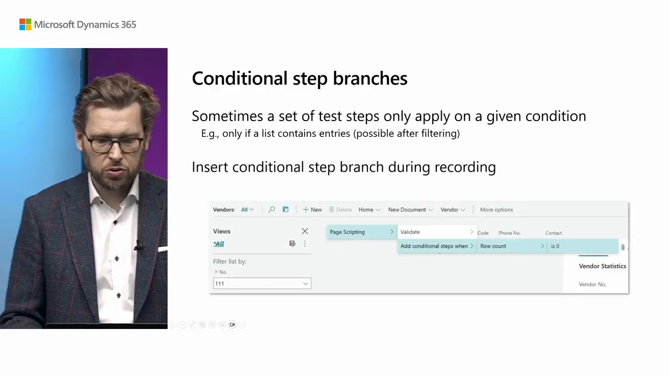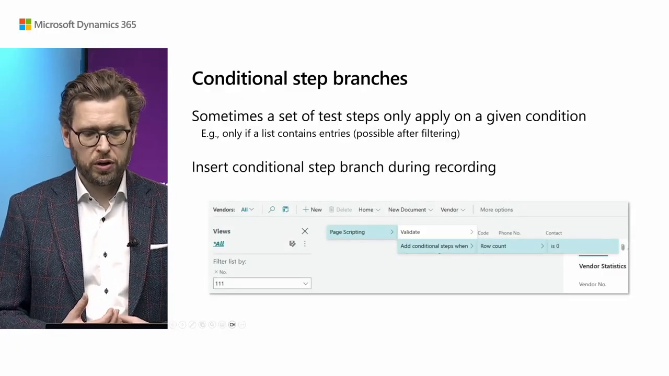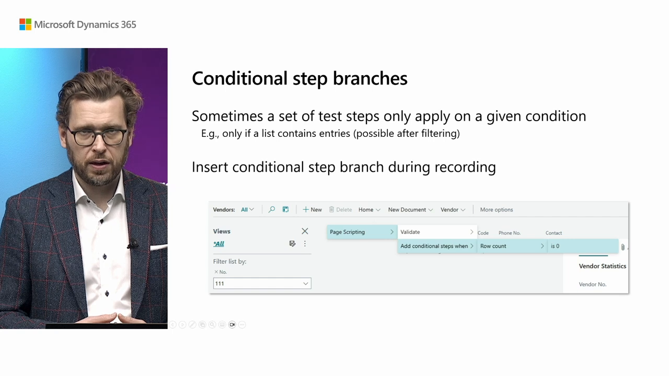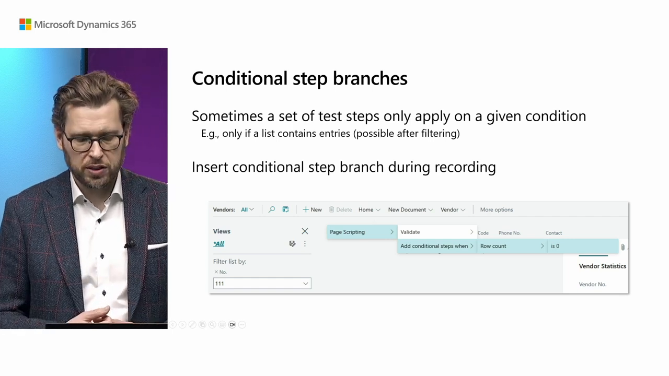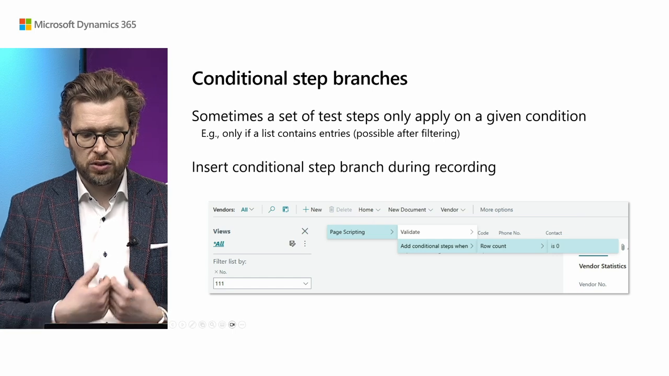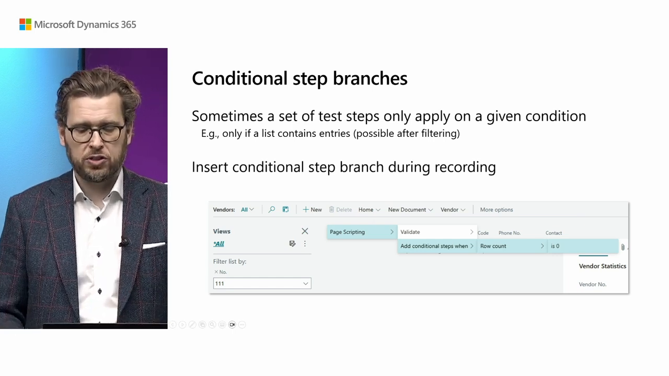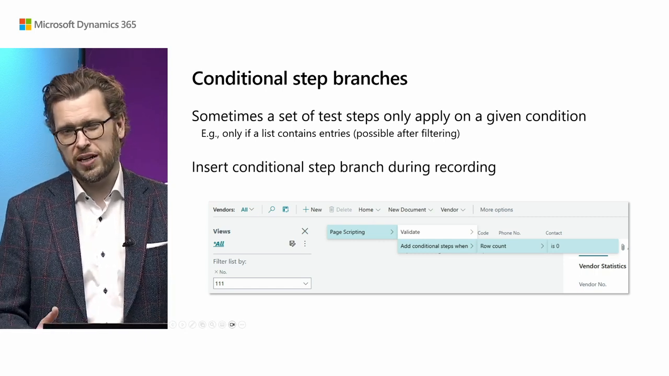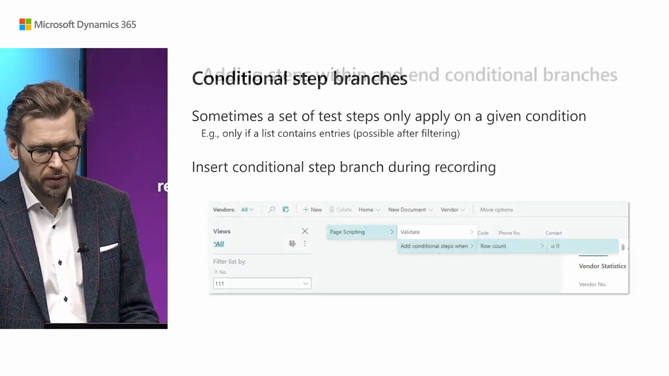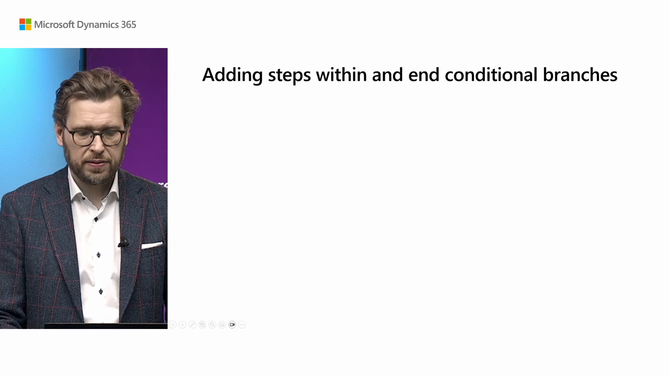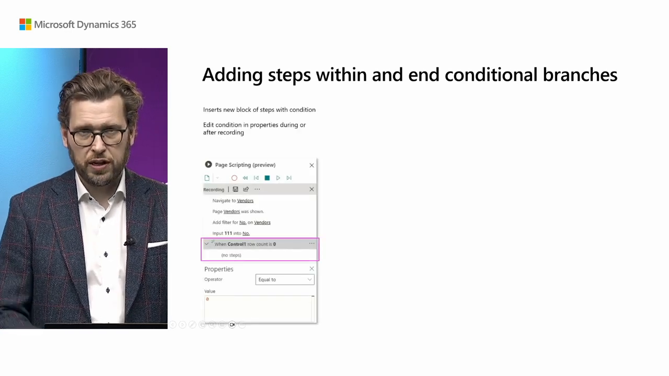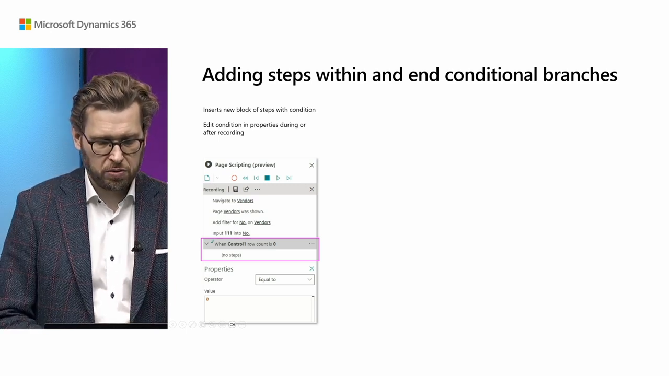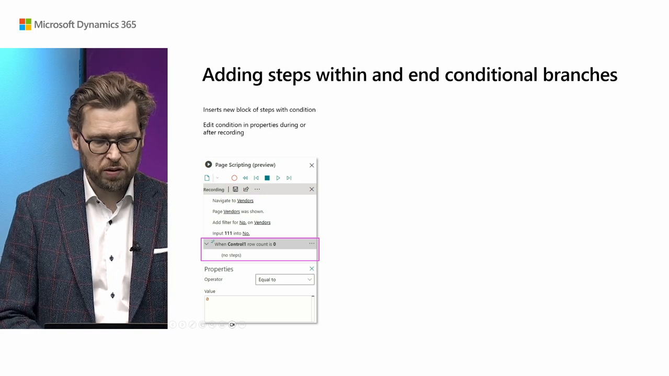And to cater for that, during a recording, you can again use the context menu. Here I'm on an empty list, and you can see I go into the page scripting context menu, and I go to the Add Conditional Steps When option. Here it suggests that when the row count is 0, I can do something, or I can insert a conditional step. So imagine that we've done that. That will then insert this condition in the list of steps in the page scripting pane, right? So here it says when control 1 row count is 0.